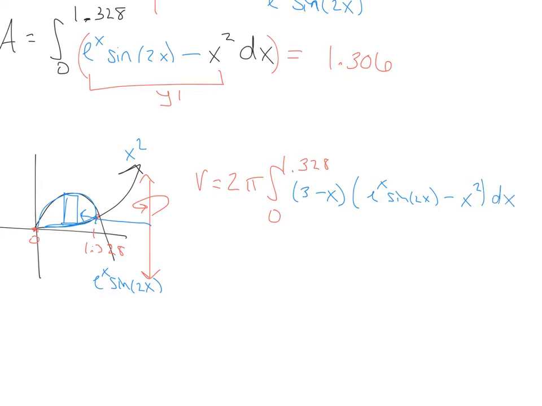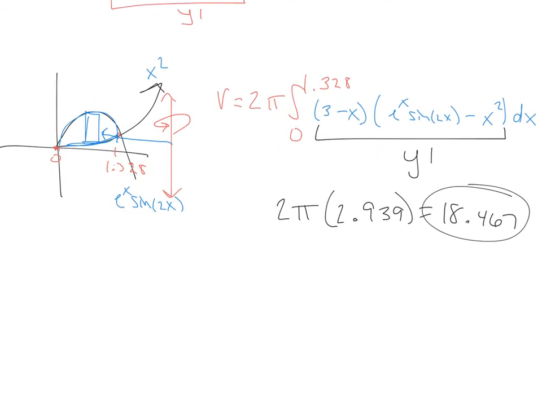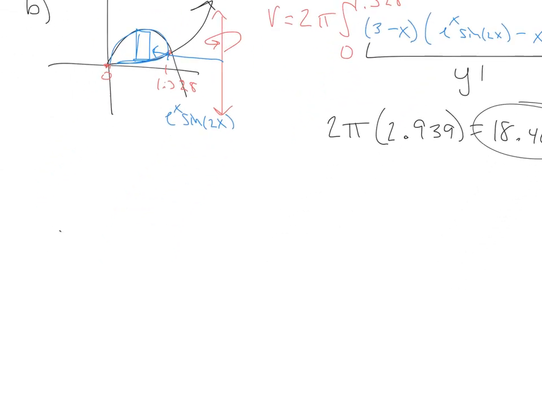I'll put this whole piece into y1 and then multiply it by 2 pi, and then do the second calc 7, 0 to 1.328. When I do that, I get 2.939, and when I multiply it by 2 pi, I end up getting my answer of 18.467.